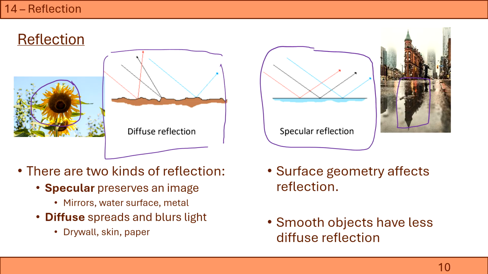And so for specular reflection, what happens is the surface is nice and flat, and so light that comes in comes out in the same direction, all together. Whereas in a diffuse reflection, because the surface is so rough, usually this is the reason, light comes in and it's going to bounce off in all sorts of random directions, and so that outgoing light doesn't preserve the image of the object that is giving it the light.